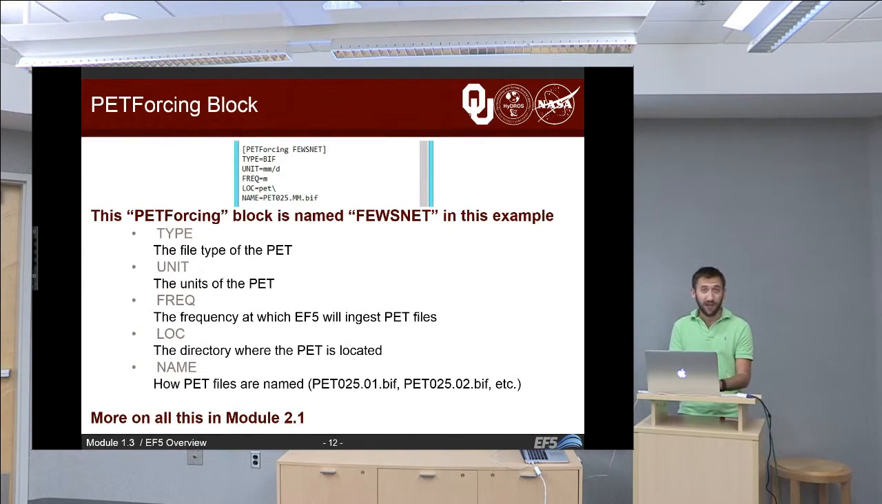In this particular example, there are a couple of interesting differences. One of those is the frequency. In this case, we have a lowercase m, which stands for month. So that means that there's only 1 grid per month, so there's only 12 total. And again, here we also want to make sure that the name consists of some sort of date information. So here, MM stands for the 2-month date. So we have PET 025.01, PET 025.02, and etc. And again, we'll talk more about PET forcing in Module 2.1.